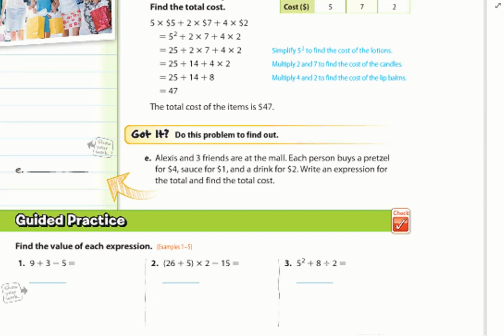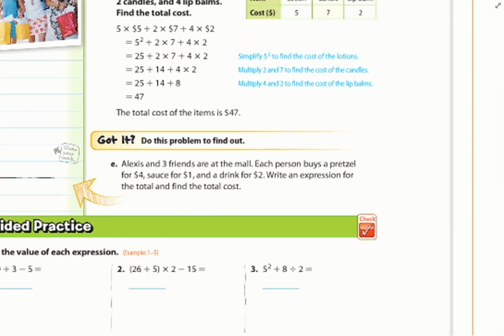So Alexis and 3 friends are at the mall. So that means if it's Alexis and 3 friends, it's going to be 4 people. So we have 4 people, and they each bought a pretzel for $4. So with 4 people, they each got a sauce for $1. And with 4 people, they each got a drink for $2. So now we have to solve all of these. So first, we have 4 times 4 is 16, plus 4 times 1 equals 4, plus 4 times 2 equals 8. So we're going to have $28.